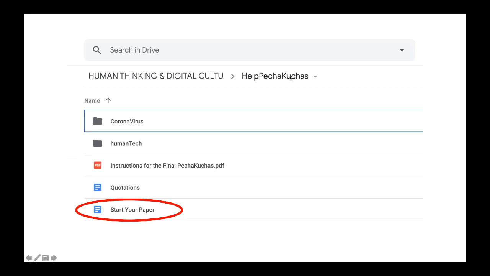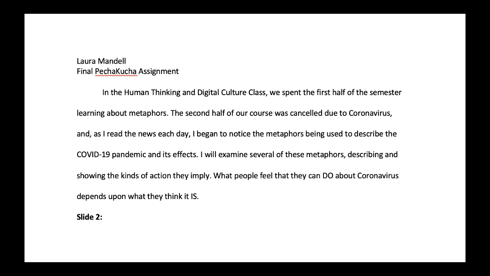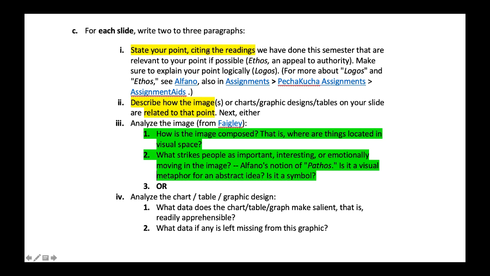In the PechaKucha's help folder, there's this document called Start Your Paper, and it looks like this. And it just shows you, here's an introductory paragraph, and it's stating my idea about what I'm going to present in this PechaKucha. And then I start with slide 2 because probably while I was reading this, I would have the title slide up. So slide 2, and then I would begin with writing for each slide.